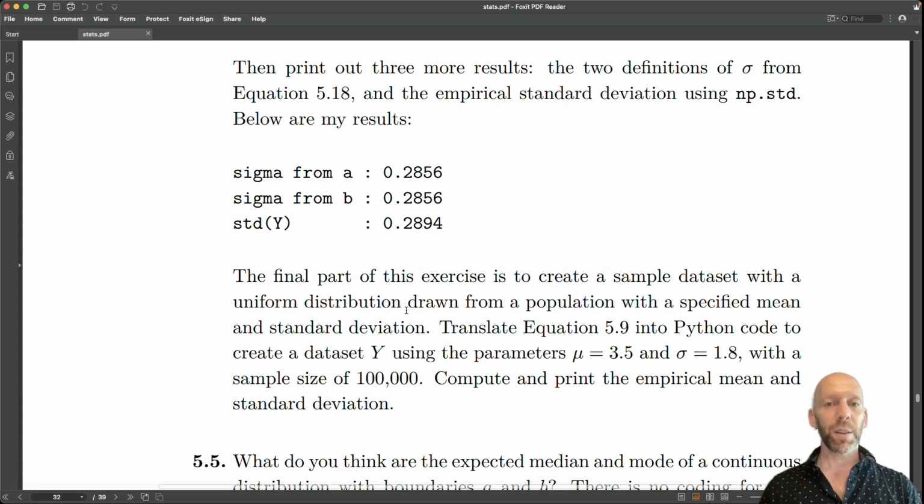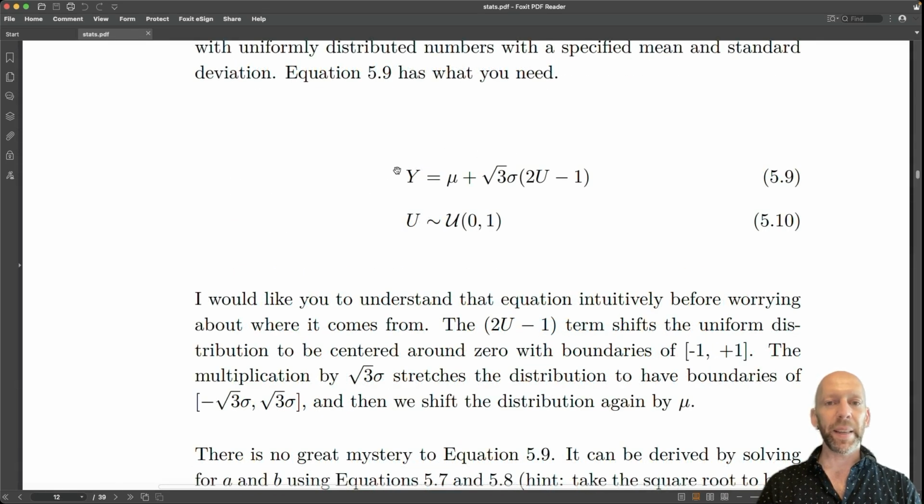Now notice what we are not doing here is specifying the upper and lower boundaries of the distribution. So what you need to do is figure out what are the values of A and B. What are the boundaries of this uniform distribution such that they will have an average of 3.5 and a standard deviation of 1.8. Okay, so let me scroll up. I will show you this equation, and then I will switch to Python code. So here is the equation that you want to implement in Python.